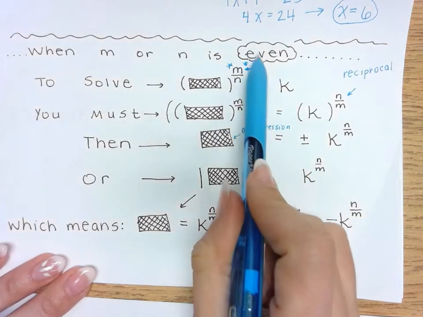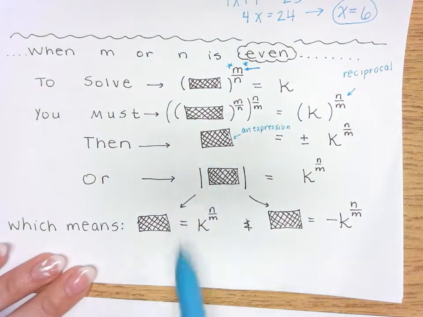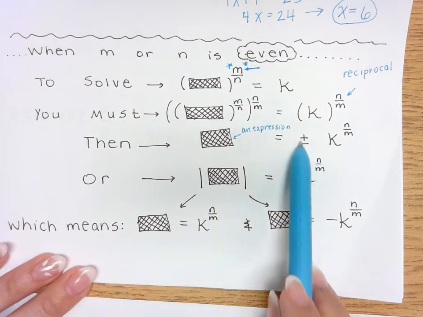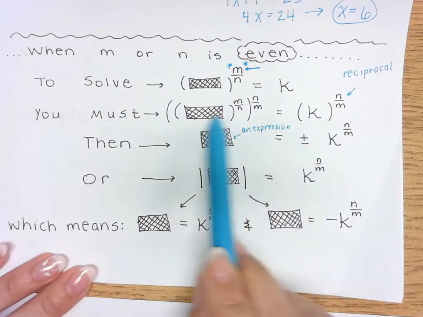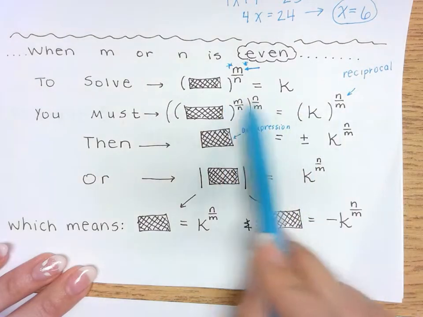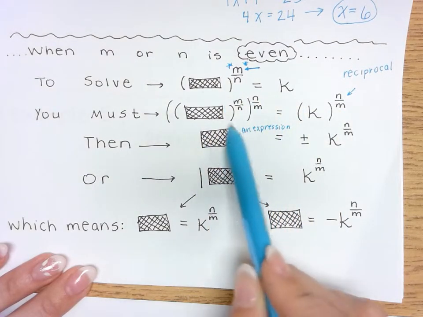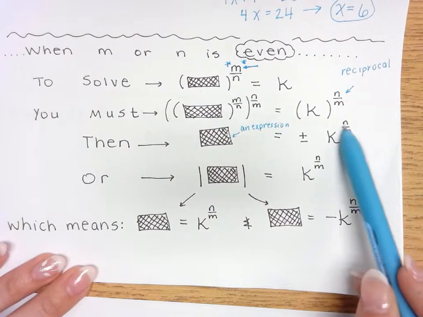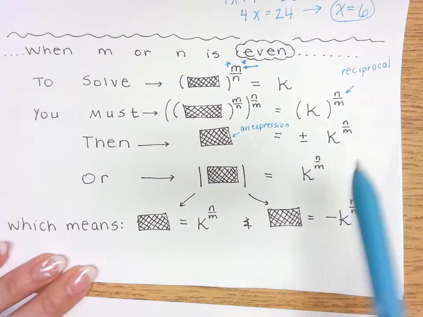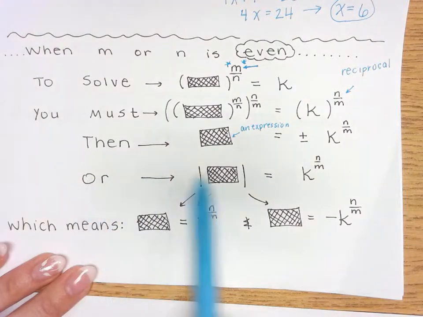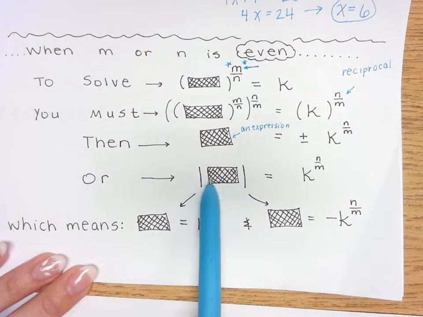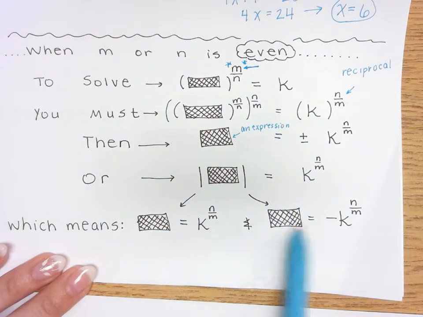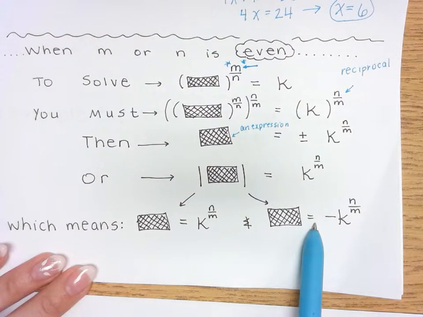Okay, so when this is even, we got to watch out. We have to set up with this plus or minus. So you raise both sides to the reciprocal power. The expression is left alone. Plus minus, whatever that is, to the n over m. Evaluate it, clean it up. Or you could look at it as the absolute value of this equals that, but that would still split into a positive and a negative.